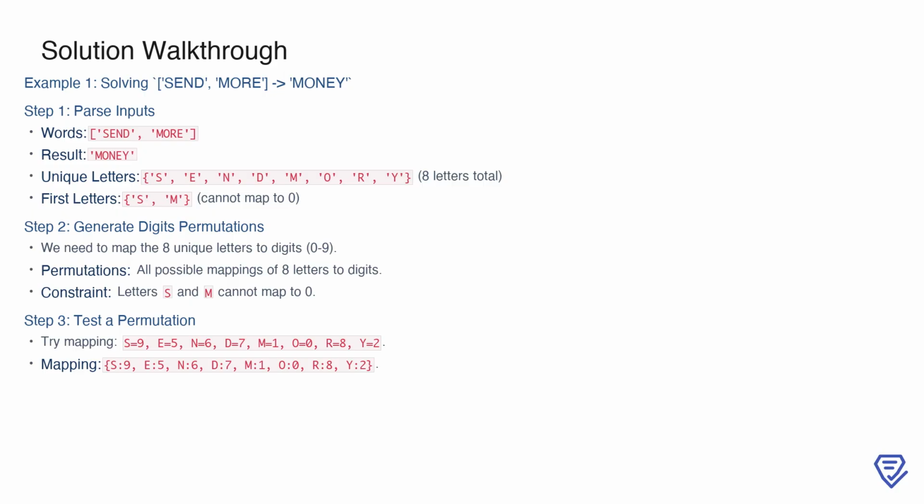Next, we generate all possible permutations of digits from 0 to 9 for these 8 unique letters. While doing so, we enforce the constraint that S and M are never assigned the digit 0. Once we have these permutations, we can test them to see if they satisfy the equation. For instance, consider the mapping S equals 9, E equals 5, N equals 6, D equals 7, M equals 1, O equals 0, R equals 8, and Y equals 2.